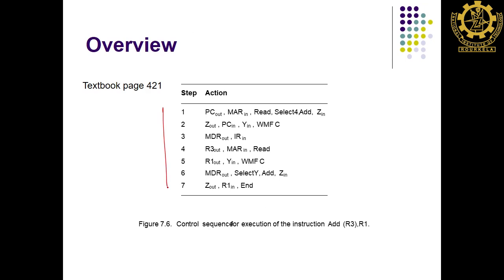Okay, so here you see the case that we learned. We have 7 steps for the instruction, and in the first step PC out should be 1, MAR in should be 1, read, select 4, add, Z in. So these signals will be 1, the rest will be 0. Therefore, in the control word, where all signals are kept, only this part will be activated. So, for this signal that location will be there, not in RAM, but within the control unit.